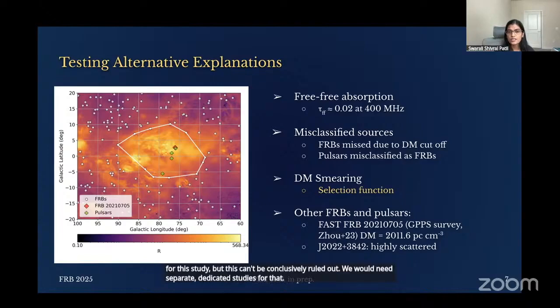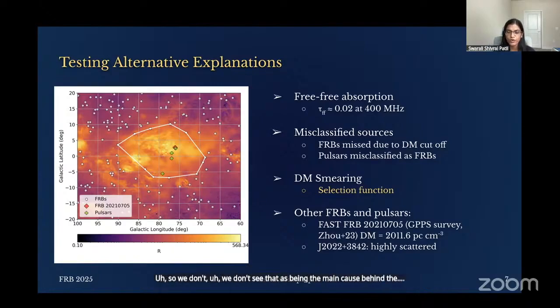DM smearing is also not that dominant, but we would need an updated selection function for Catalog 2 to make conclusive statements about that, because we know that even though high DM values are underrepresented in the CHIME FRB catalog, those are not rare. So we don't see that as being the main cause behind the detection void.